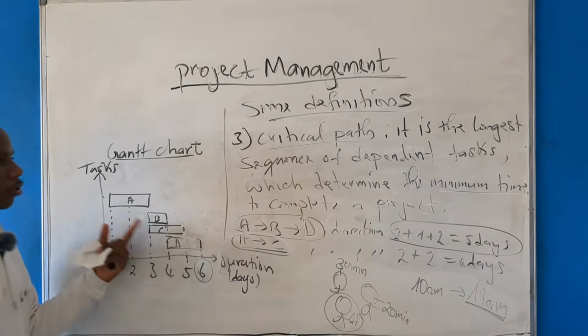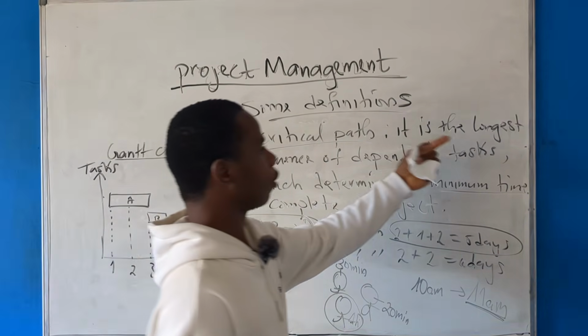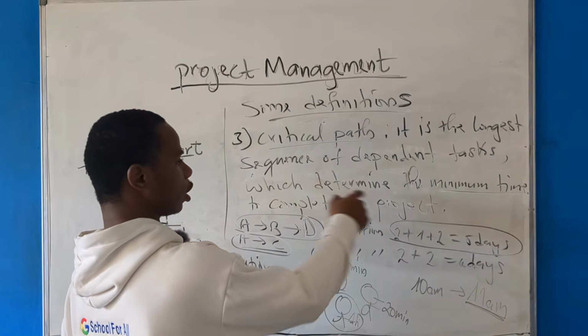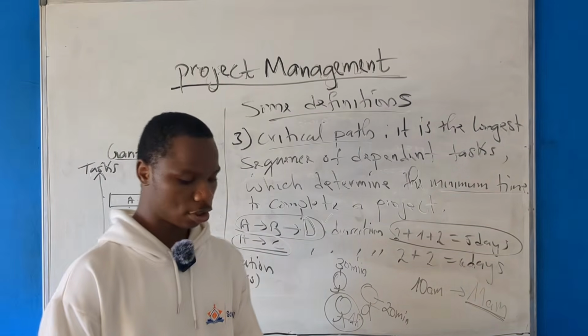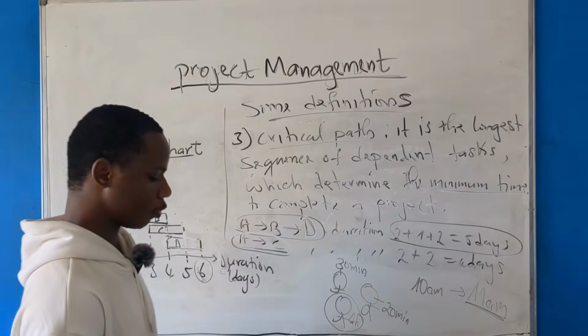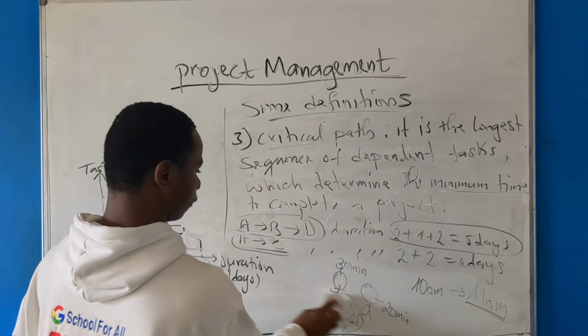So here it's the same thing. Good. So critical path is what? It's the longest sequence of dependent tasks, which determines the minimum time to complete a project. So I think from here everything is clear. So we are done with the definition of critical path. So we go to the next thing.